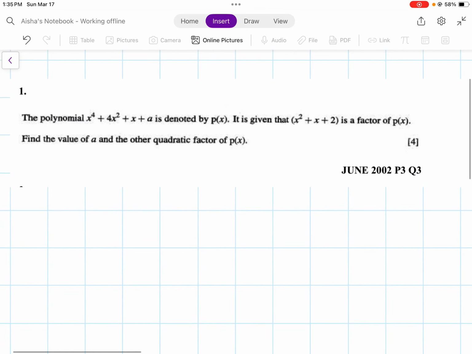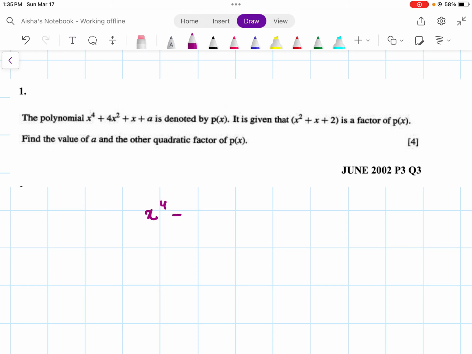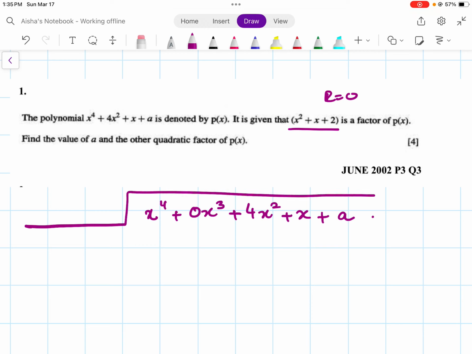In this case they are saying x power 4 plus 0x cube plus 4x square plus x plus a. It is given that this is a factor. That means I can divide this by this and the remainder is equal to 0. So I will do long division. Can I multiply this entire thing by x square? X square into x square is x power 4, x cube, 2x square.